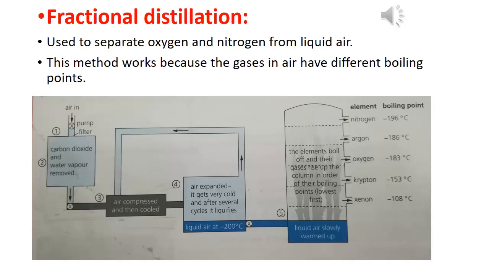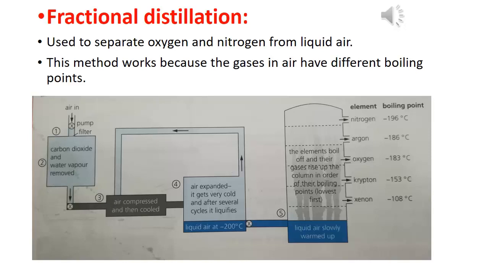Now the air is forced into a small space, or compressed. When it is passed into the small space, it automatically gets compressed, so the pressure increases. That makes the air hot. It is cooled down again by recycling cold air, as shown in the diagram. So the air is compressed and then cooled. How is it cooled? By passing cold air. In step 4, the cold compressed air is passed through a jet into a larger space.